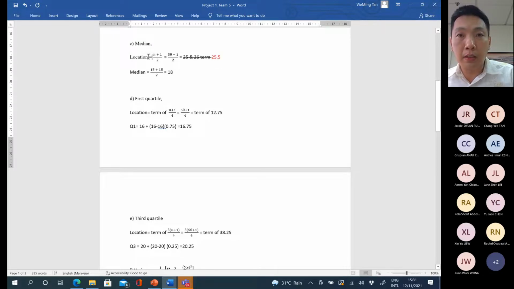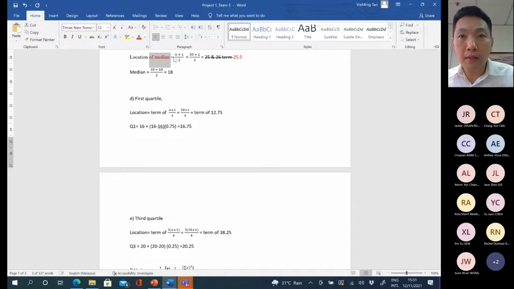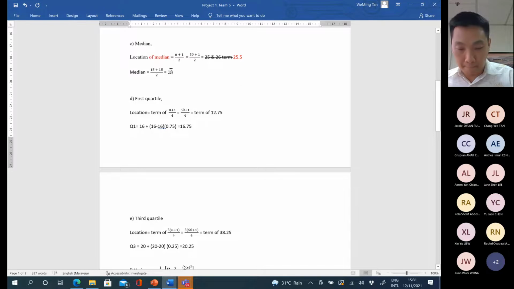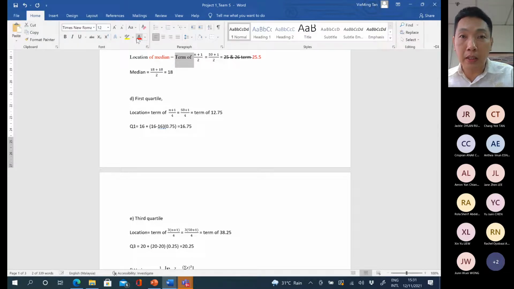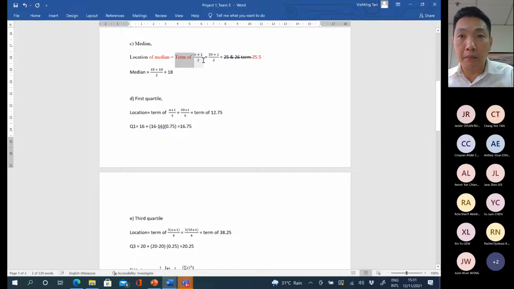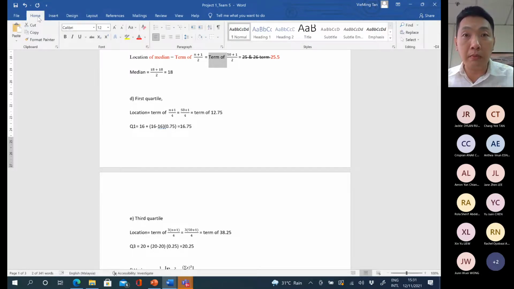Some of the students put something like this, location of median, let's say. If you can put this, it's even better. And this is the term of. I use red color, which means suggestions for you to do improvement in my marking, right? Red color means suggest to improve, all right? So term of. This is not the value of the median, it's only the location of the median.